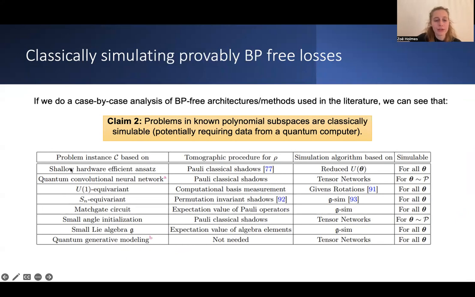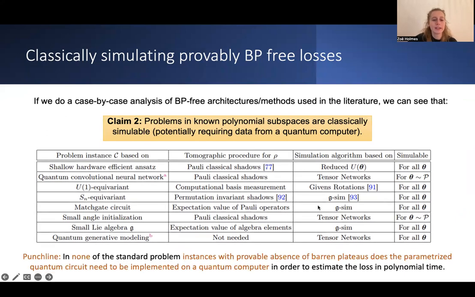So as I said before, for these shallow hardware-efficient ansatzes, you're going to be doing things like local tomography or Pauli classical shadows, and then plugging in either light cone methods or tensor network methods. On the other hand, if you're using a highly symmetrized case, you might be, say, projecting down into the low Hamming weight subspace you're interested in, and then doing symmetry-preserving operations to do the simulation.